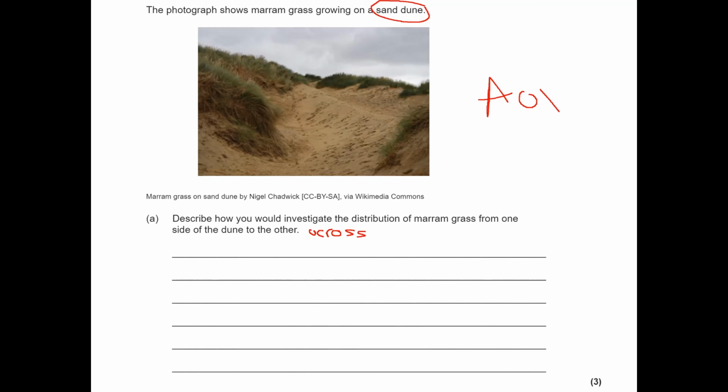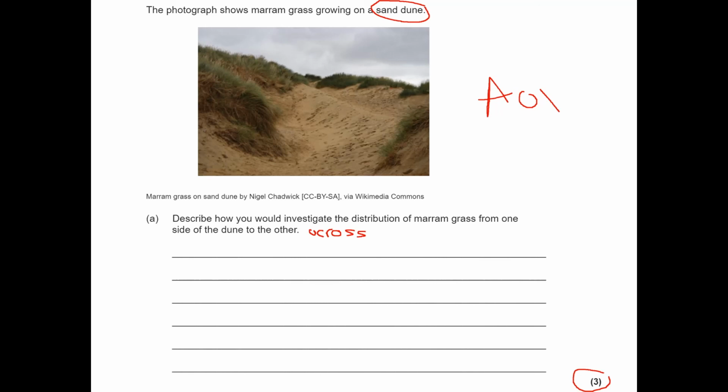Now we know it's going to be systematic sampling. So do you want to have a go at this question? For 3 marks. Describe how you could investigate the distribution of marron grass. This is a grass species that grows on a sand dune from one side of the dune to the other. Okay, so you should have had a go at answering that on some paper in front of you.